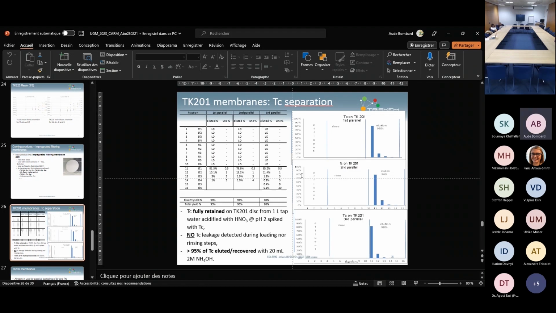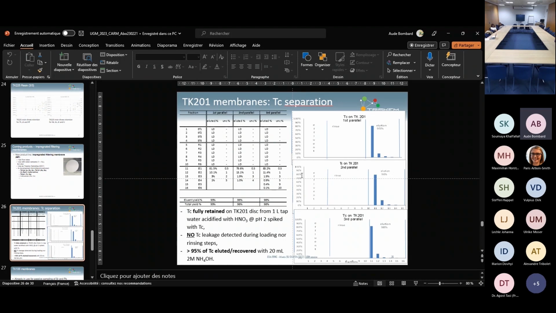It was tested with 3 discs. The solution was 1 liter of tap water acidified at pH 2 and spiked with technetium, and then it was rinsed in the same medium. What you see here is that there's no leakage on the different discs that were tested. In the end, the technetium is recovered, and the elution is quantitative, because more than 95% of the technetium is recovered. So it's giving very good results.